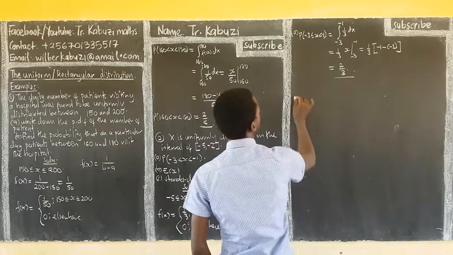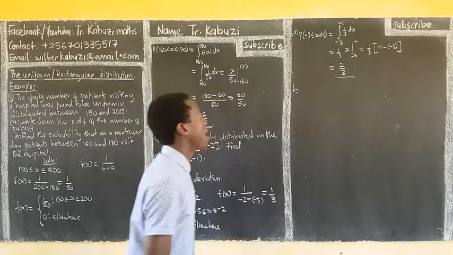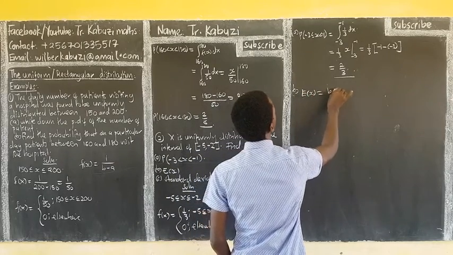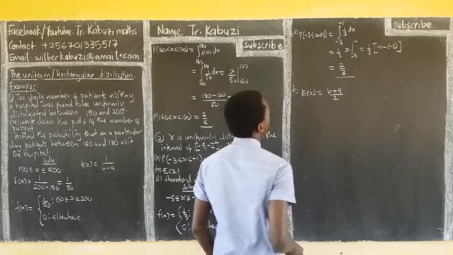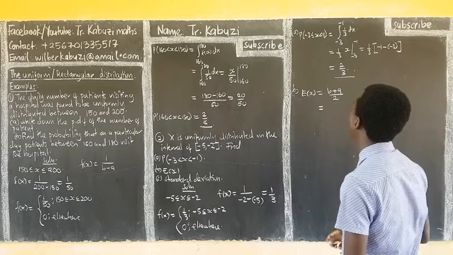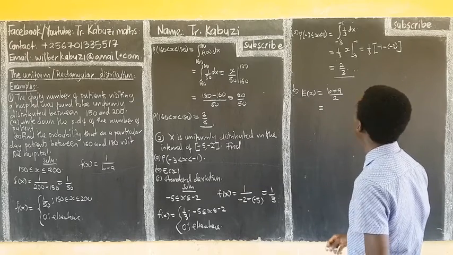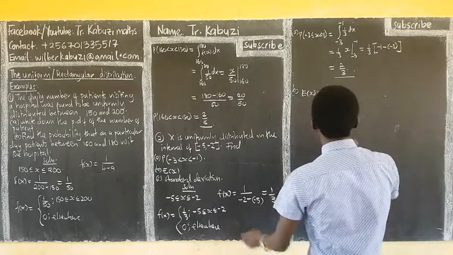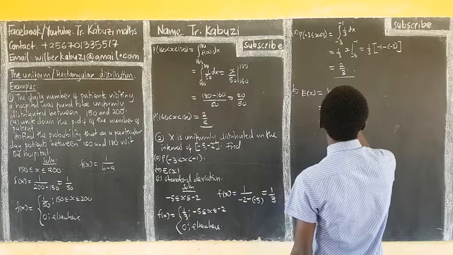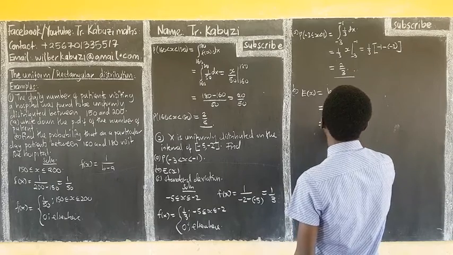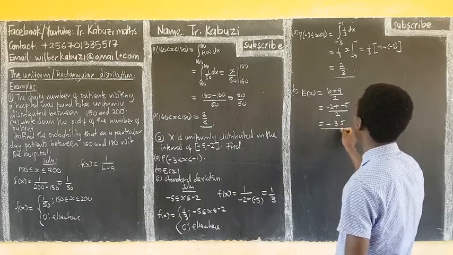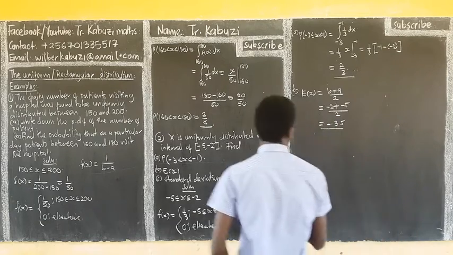Then part B, they want us to get the expectation. For a uniform distribution, our expectation is given by b plus a over 2. So what is our b and what is our a? Our b is -2 plus our a, -5, the whole over 2. So our expectation is -3.5.